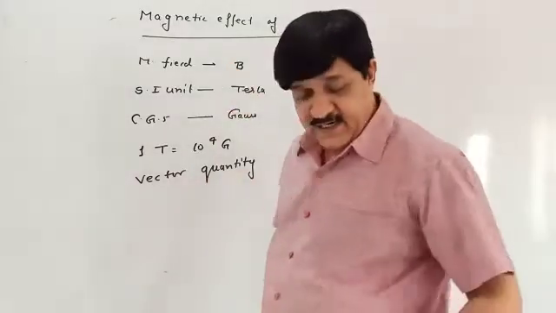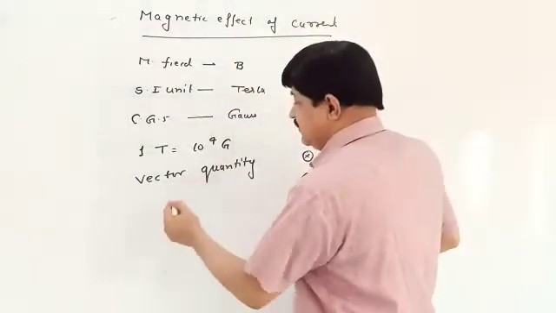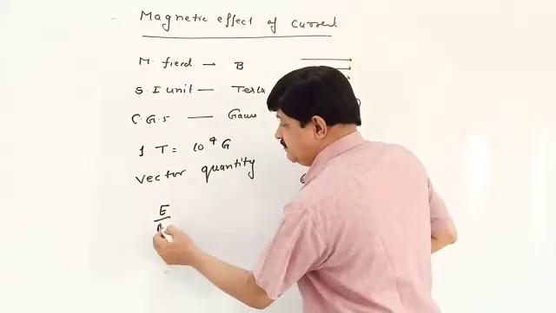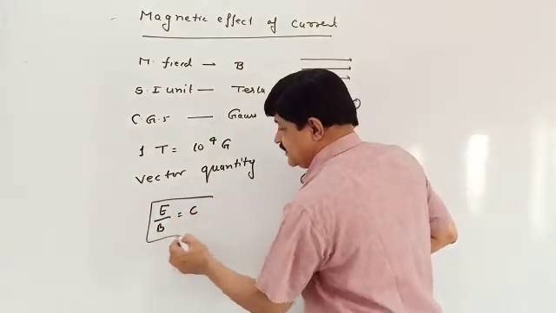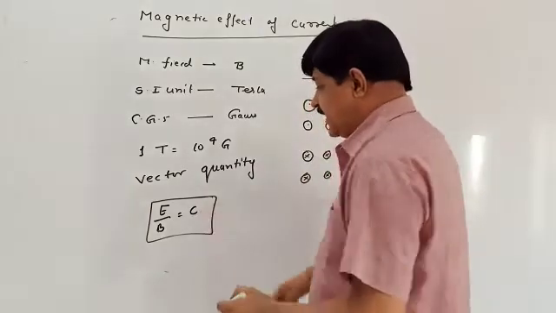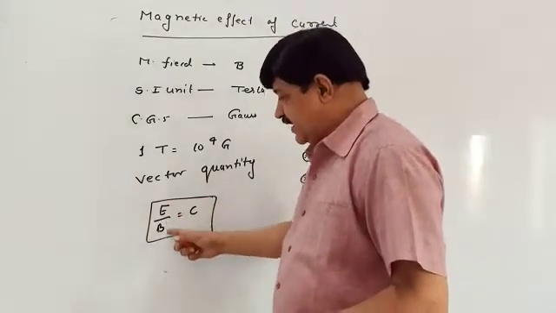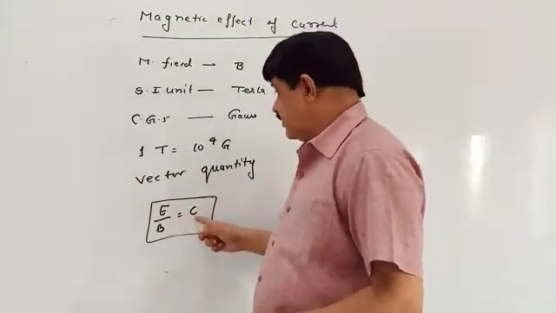Magnetic field and electric field are related with each other with the expression E by B is equal to C, where C is velocity of light. So the ratio of electric to magnetic field is equal to velocity of light.